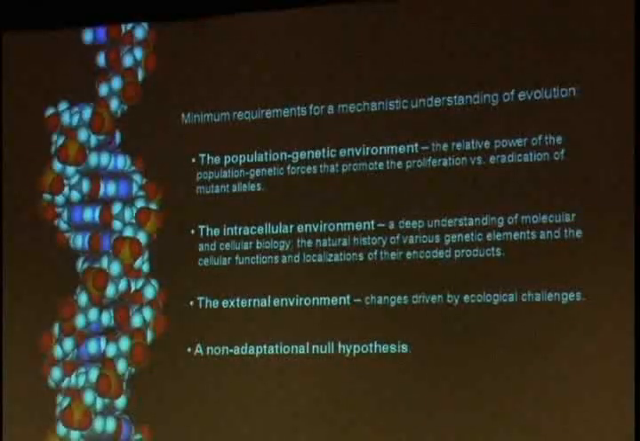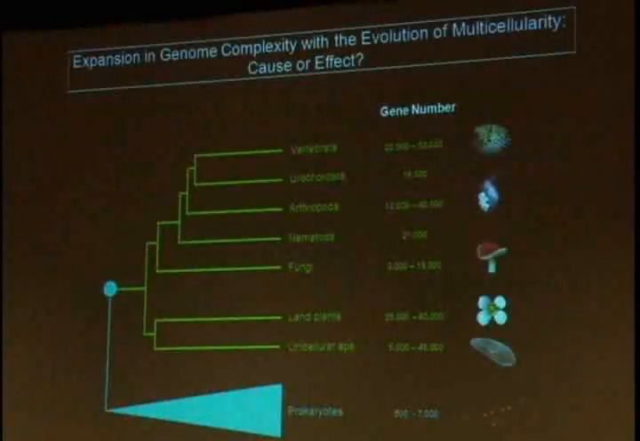And the null hypothesis I'll be talking about today with respect to genome evolution and gene structure evolution is an evolutionary hypothesis in which all the driving forces are non-adaptive in nature. And what we'll see is it's very difficult to explain the evolution of genome architecture and gene structure without invoking an absence of natural selection as a guiding force.